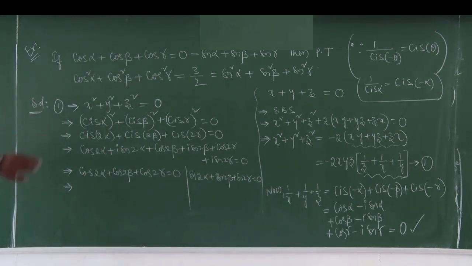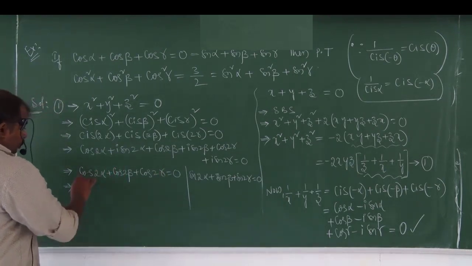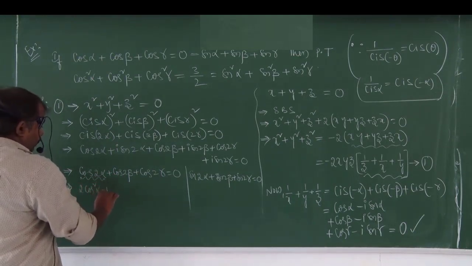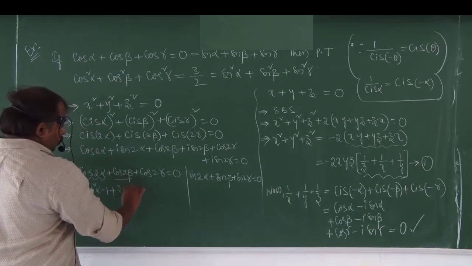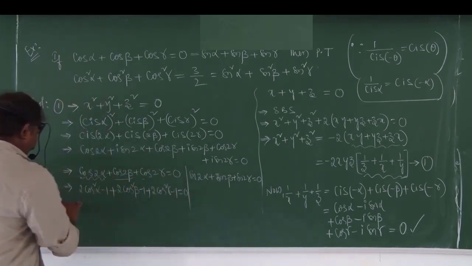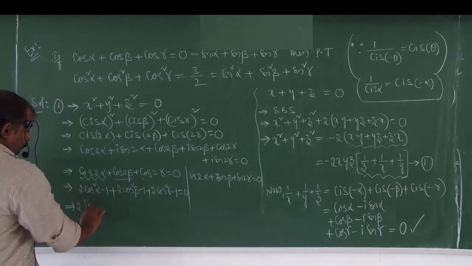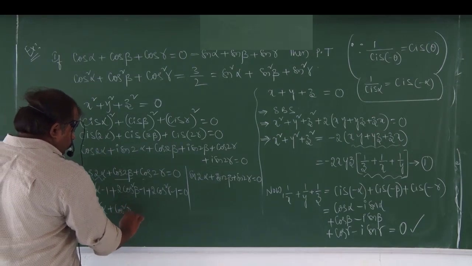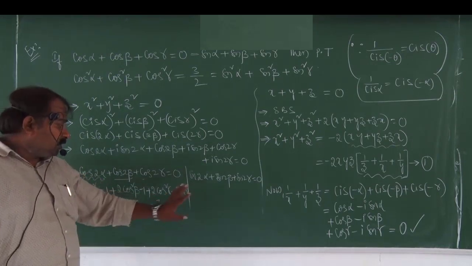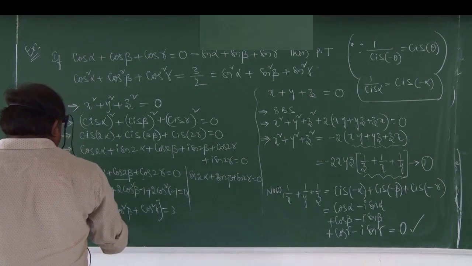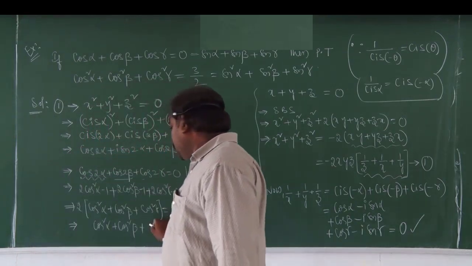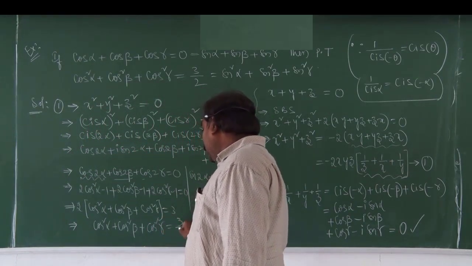Just cross check: cos square alpha is 3 by 2. Now how can I write cos 2 alpha? 2 cos square alpha minus 1, plus cos 2 beta is 2 cos square beta minus 1, plus cos 2 gamma is 2 cos square gamma minus 1, equals 0. If I take 2 common, cos square alpha plus cos square beta plus cos square gamma equals 3, since minus 1 minus 1 minus 1 brings 3 to this side. So cos square alpha plus cos square beta plus cos square gamma equals 3 by 2.